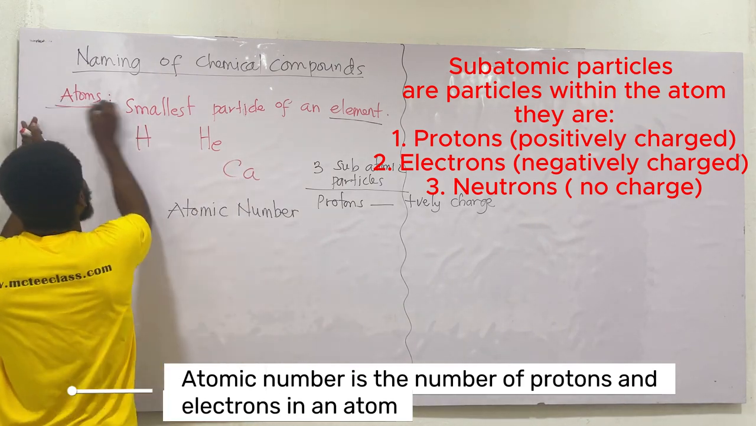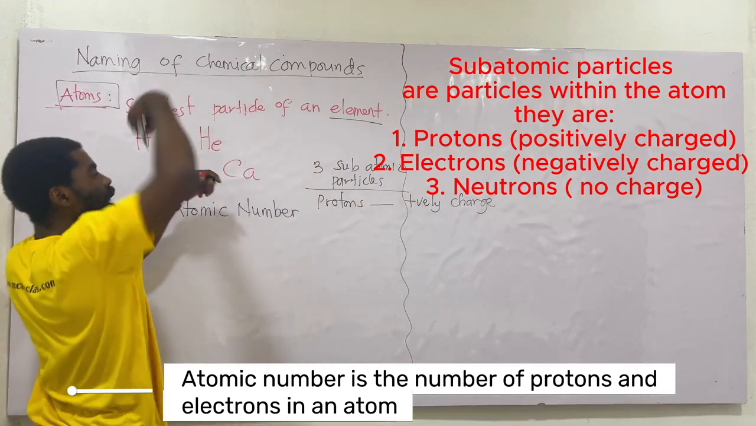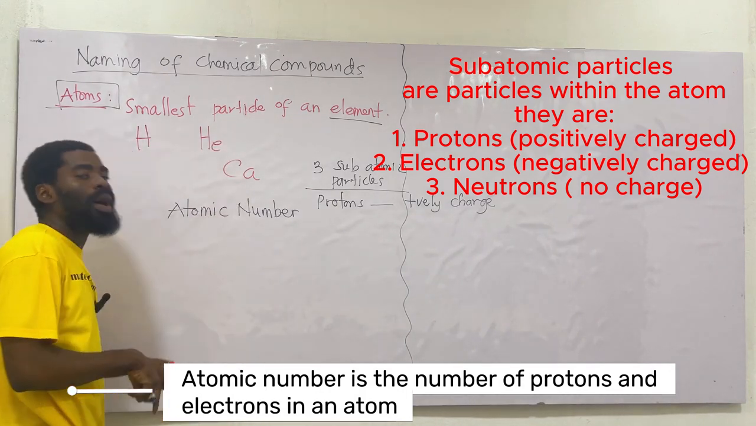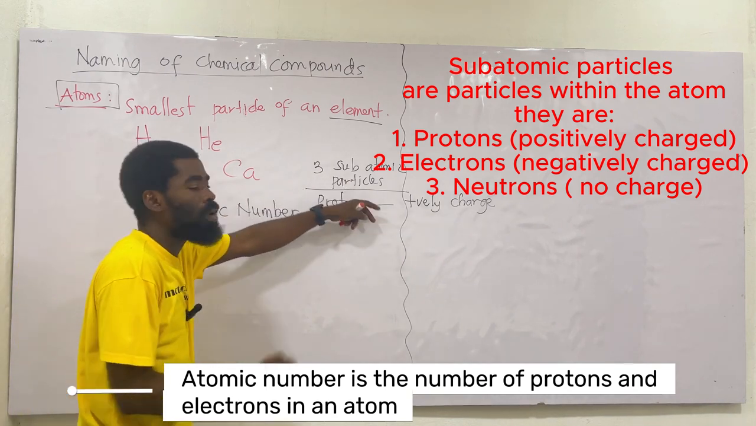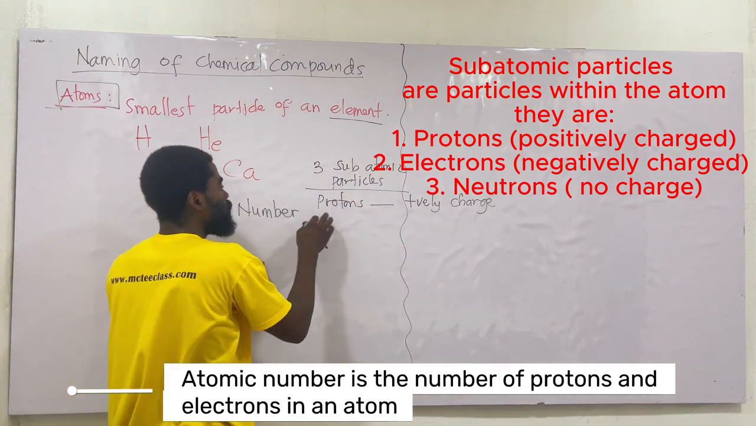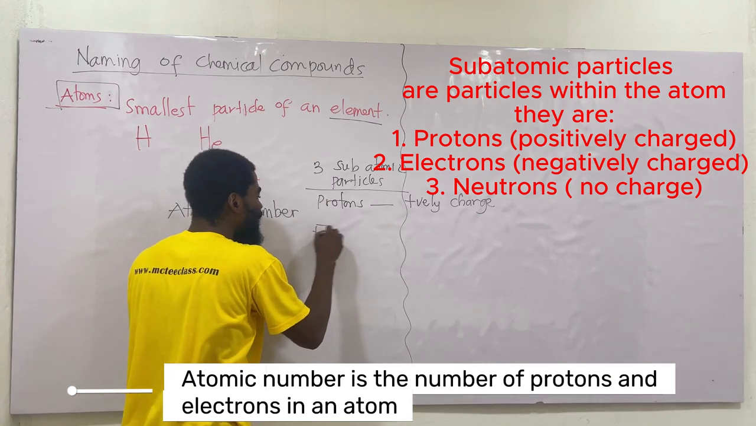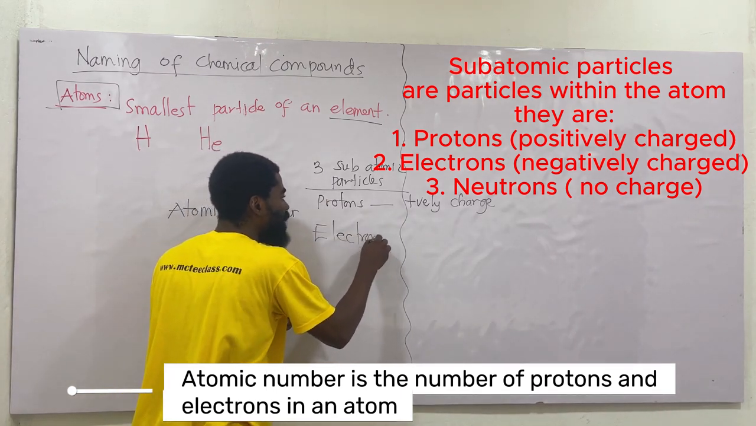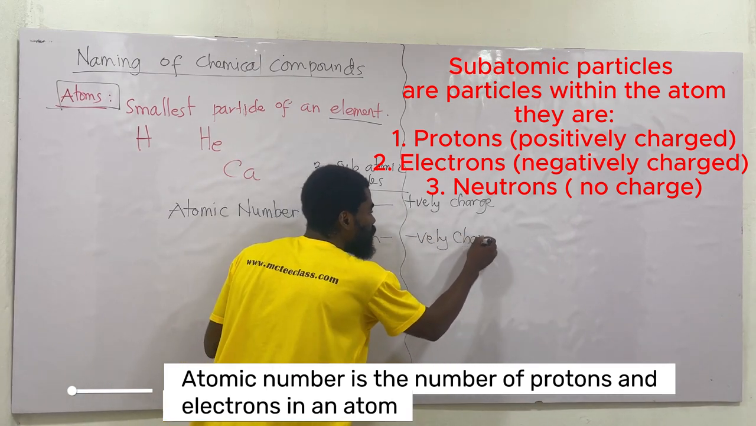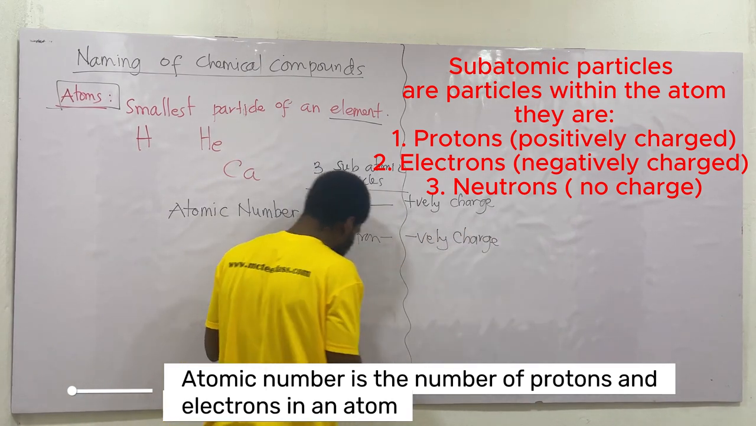So I'm saying that we have atoms. These atoms within them are particles. In fact, they are the smallest particles. Within them are also particles, and those particles are called the subatomic particles. We have three of them. We have protons. We have electrons, which are negatively charged. They are negatively charged. So I use plus for these.